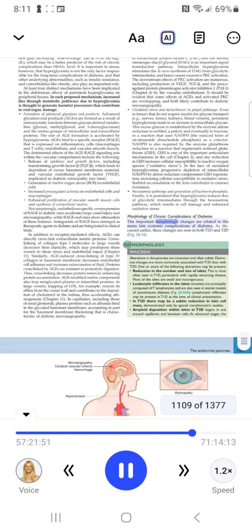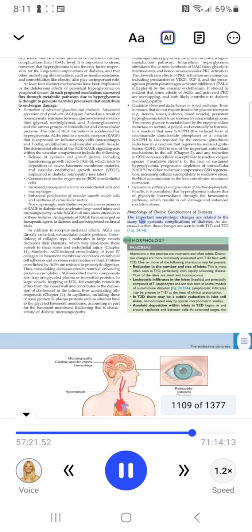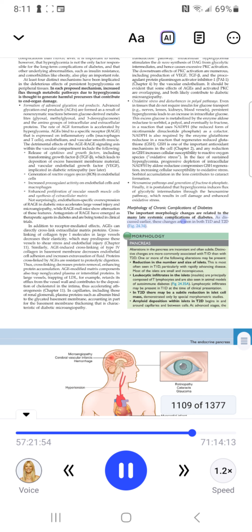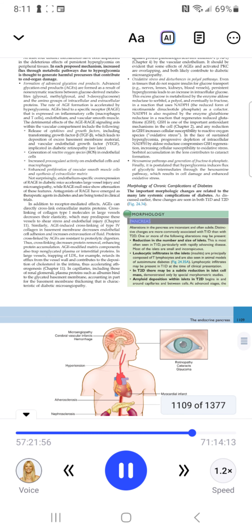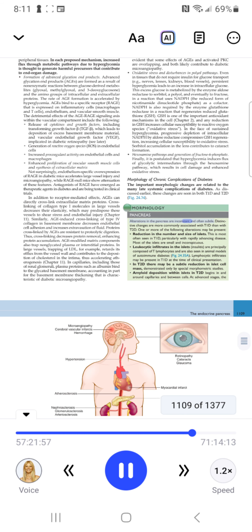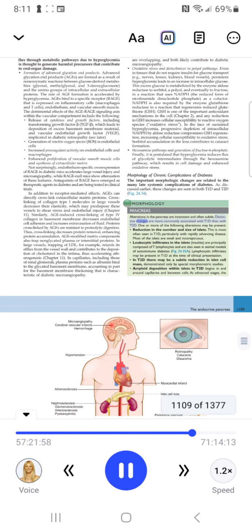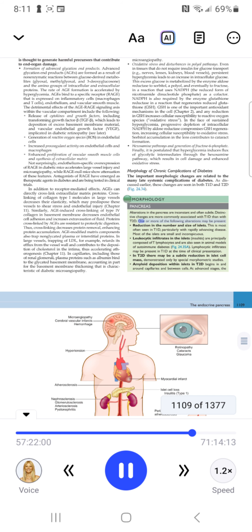The important morphologic changes are related to the many late systemic complications of diabetes. As discussed earlier, these changes are seen in both T1D and T2D. Morphology. Pancreas. Alterations in the pancreas are inconstant and often subtle. Distinctive changes are more commonly associated with T1D than with T2D. One or more of the following alterations may be present.